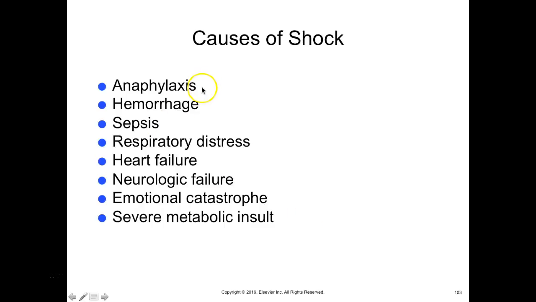So anaphylaxis would be a hyperallergic reaction. Hemorrhage, they're bleeding out. Sepsis would be from infection. Respiratory distress would involve the respiratory system. Heart failure, of course, involves the heart. Neurologic failure could be brain or spinal cord injury. Emotional catastrophe can be when someone witnesses something devastating. And then severe metabolic insult could be from acidosis or alkalosis.